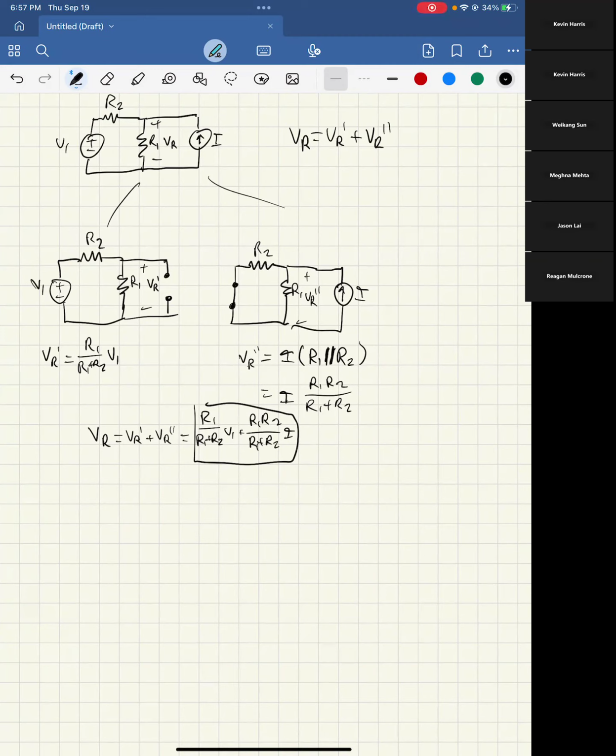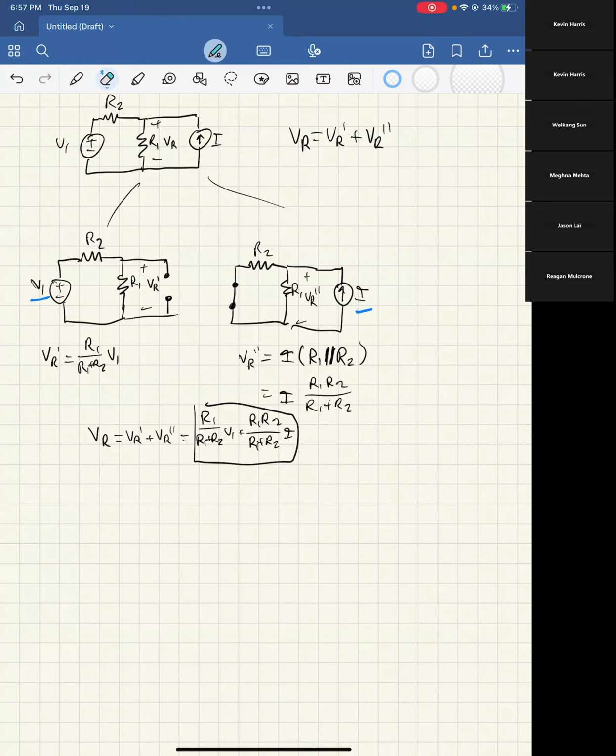Yeah, so the difference there is that for the circuit on the left, we have a voltage source here and a current source here. If you remember, with voltage sources, you're going to have a different way that the voltage is found.